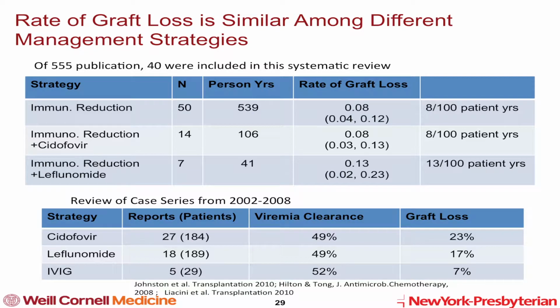At the bottom is a review of case series from 2002 to 2008, just looking at cidofovir, leflunomide, and IVIG. The next column tells you the number of reports that were studied, and then in parentheses the number of patients. And then you see the end result, which is viremia clearance, which is about half, no matter which one of those strategies you use. And then all the way to the right is the graft loss, which was 23% cidofovir, 17% leflunomide, and slightly lower, 7%, but not statistically different.